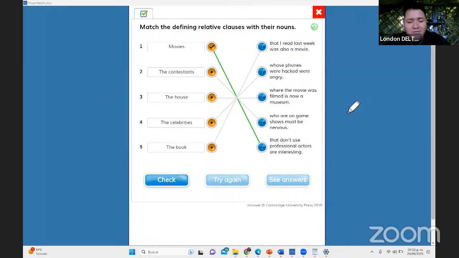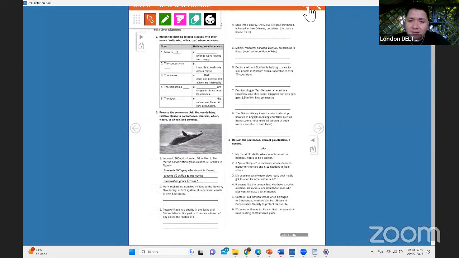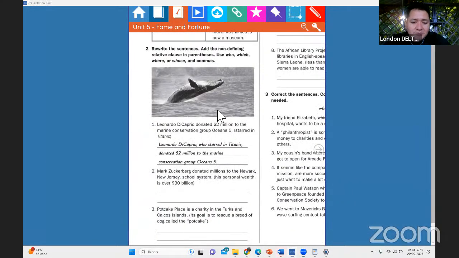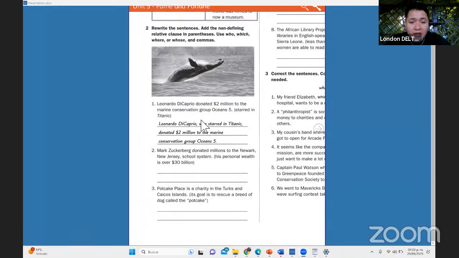And non-defining means that the information is additional, like in the next exercise. In the next exercise, we have some sentences. Here we have these parentheses, and they try to add information. The principal information in sentence one is Leonardo DiCaprio donated $2 million to the Marine Conservation Group Oceans.